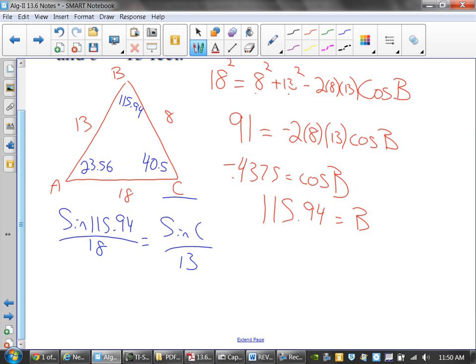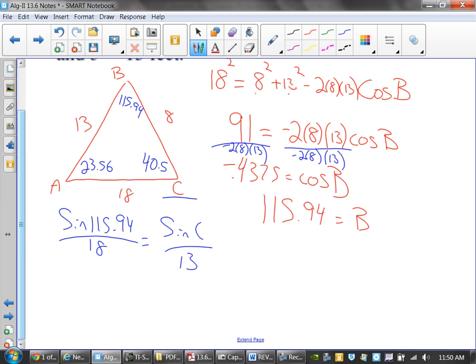Yes, sir. Okay, so after you got 91, what did you do with the negative 2 times 8 times 13? Divide. Remember, what's going to happen here is this is just some number times the cosine of B. I didn't figure out what it was just by writing it out. Okay. That's how that one works through. These are usually the trickiest ones when you have just the three sides because there's a lot going on algebraically that you don't really need to show the work on.